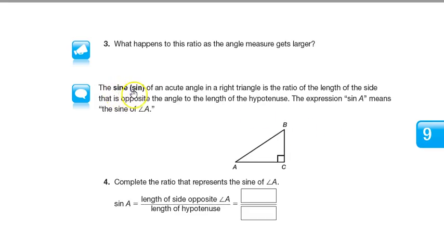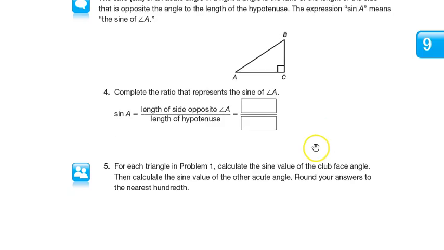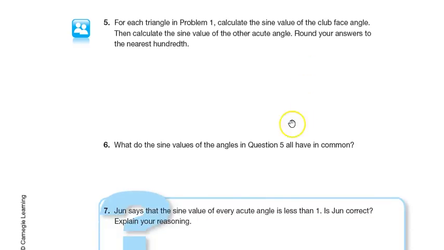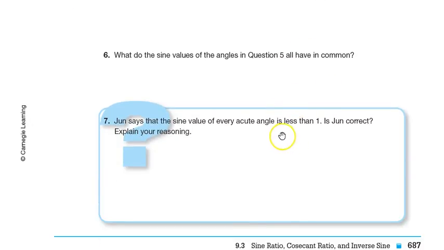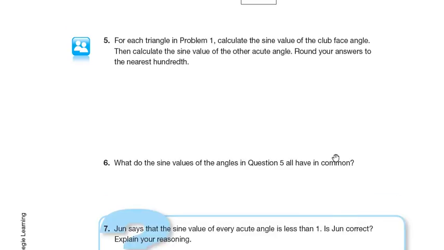Okay. Then the sine of an acute angle. Okay, so here's the definition. For angle A, opposite over hypotenuse, so it'd be BC over AB. They want you to calculate that and look at what they have in common. The idea is to recognize what June says. She's kind of made this recognition. The sine value of every acute angle is less than 1. Is June correct, and why?